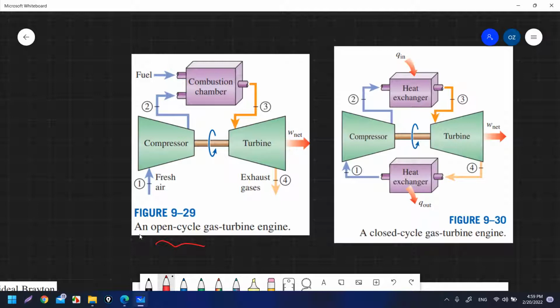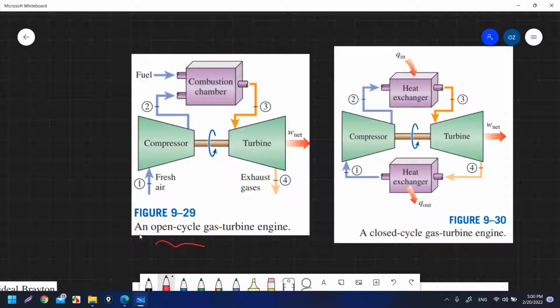Here also we replace the combustion chamber with a heat exchanger. Instead of increasing the temperature from 2 to 3 through combustion inside the combustion chamber, we add a Q in, and this Q in heats the working fluid from 2 to 3. In our ideal Brayton cycle, we assume there is only air. The air standard assumption is that we have only air, so there is no fuel. The working fluid is only air, and the temperature increases from 2 to 3 and the air goes to the turbine.